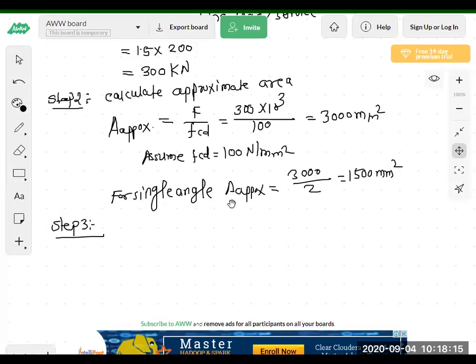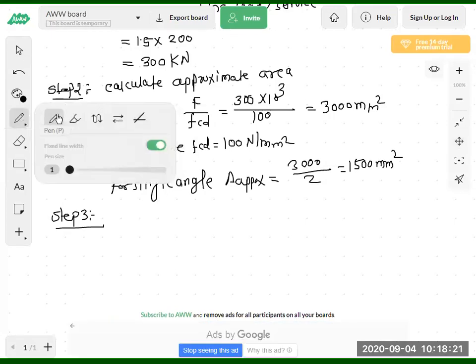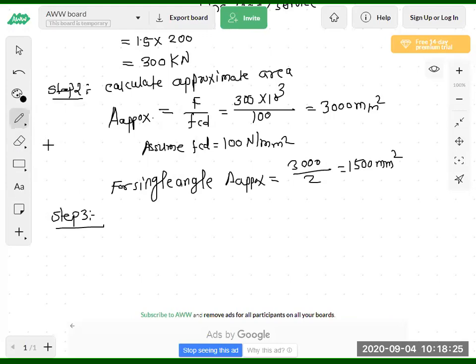Okay. One question here in the chat box is why unequal angle or why equal angle? So if they have not told us in our problem statement whether to select equal or unequal angle, then that is your choice, equal or unequal.